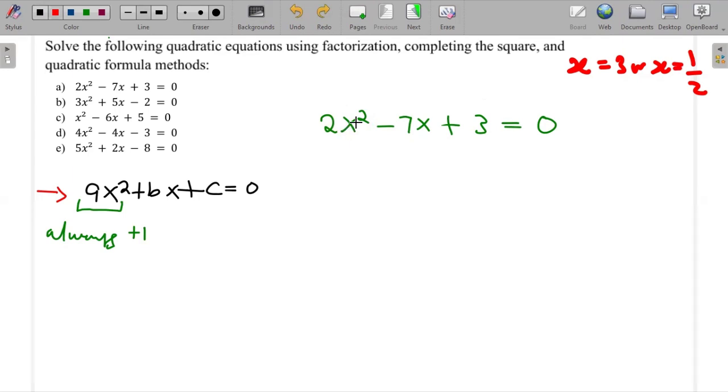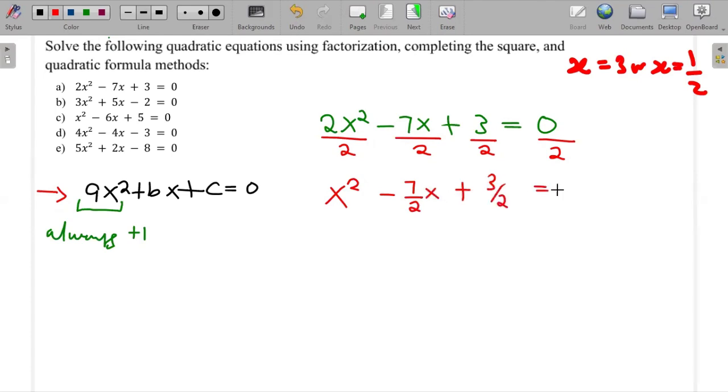So what can I do? If you are given an equation, meaning it's equal to 0, you can simply divide everything by the coefficient that is currently there. So I'll divide this by 2, this by 2, this by 2, and this by 2. I'm just trying to make this have a positive 1. So 2 divided by 2 gives me 1. So I have x squared minus 7 over 2 x plus 3 over 2 equals what? 0 divided by 2 is just 0. You've done the first step.